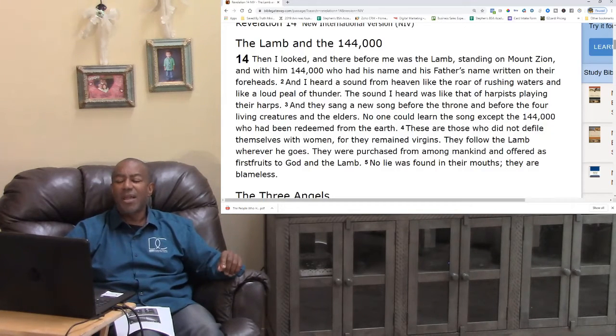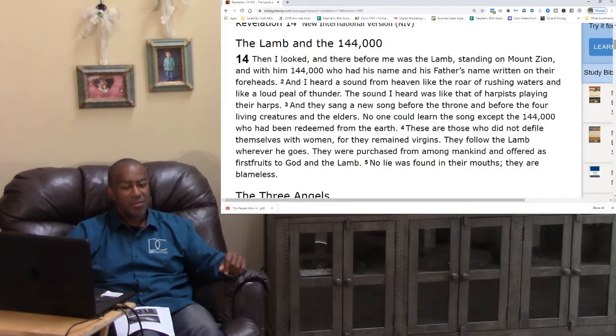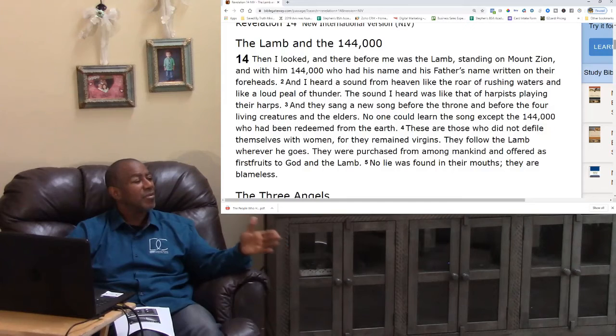These are those who did not defile themselves with women. They remain virgin. They follow the Lamb wherever he goes. They were purchased from among mankind and offered as first fruits to God and the Lamb. No lie was found in their mouth. They are blameless." Remember, there is no difference between man and woman in the scriptures anymore.